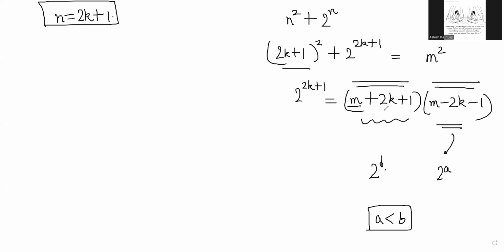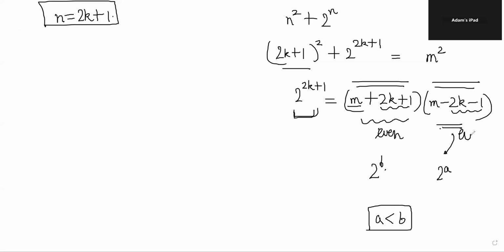Because you're taking M and adding an odd number or subtracting an odd number from it, right? So both will be even or both will be odd. Both cannot be odd because then it can never be a power of 2. They can't be both odd and give 2 power something, so both must be even, no?